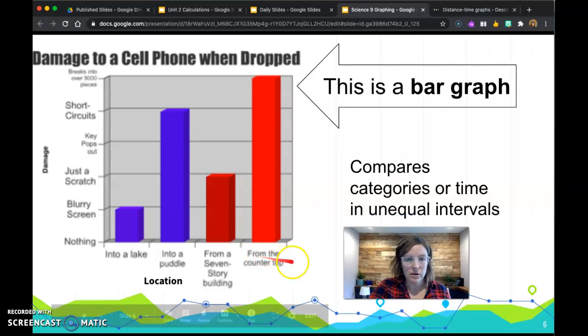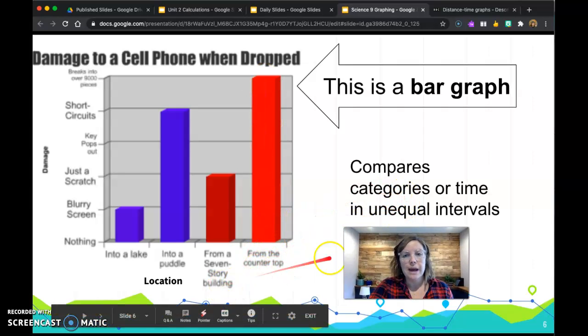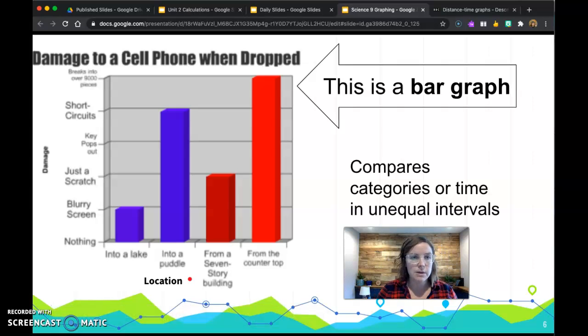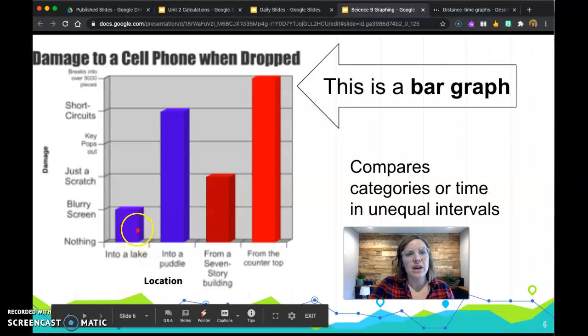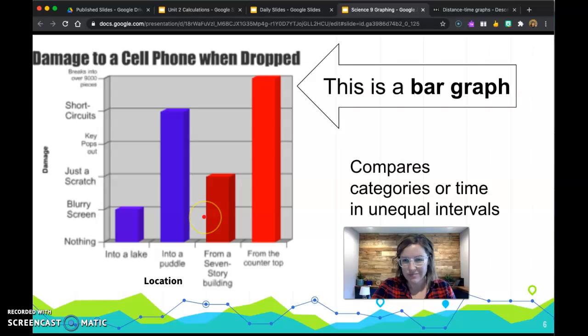This is a bar graph, right? We've got bars. So it compares categories like locations in this example. In this graph, it says damage to a cell phone when dropped. So different locations, different categories. You can do time in a bar graph, but usually it's like, for example, how many people have a birthday in that month. So it'd be like January, February, March, and you would have 2, 4, or 5 people, for example.